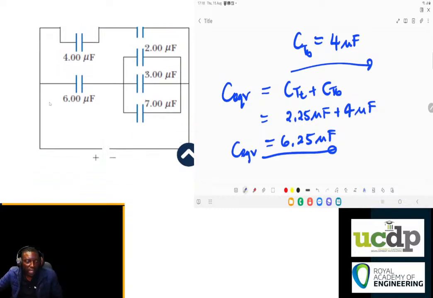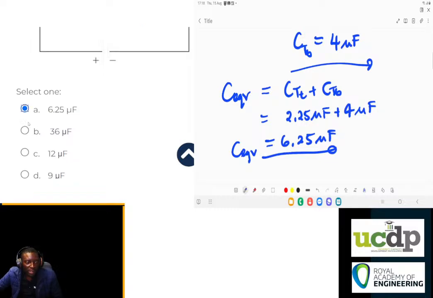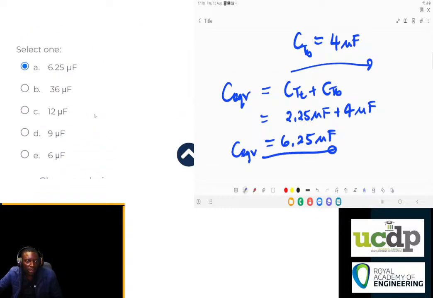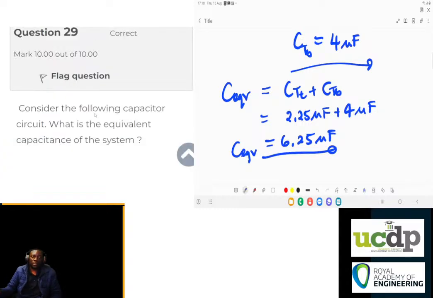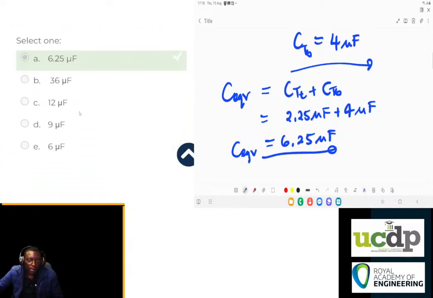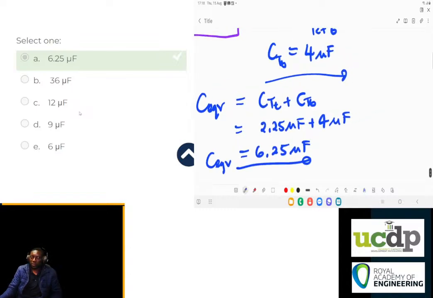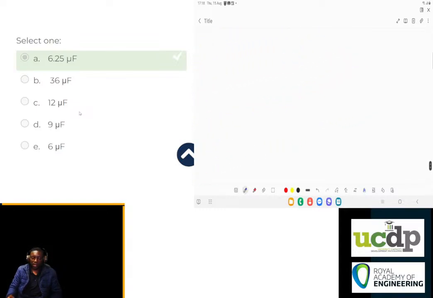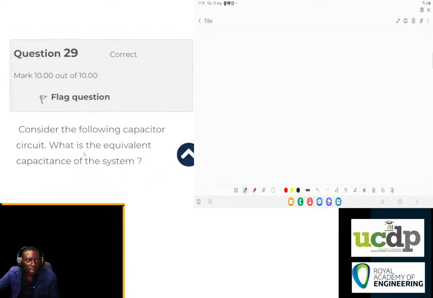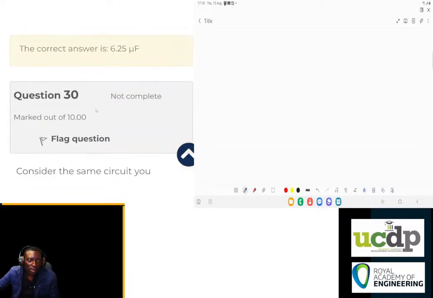Do we have anything close to 6.25? It is the first one, nothing else close to it. Let's see if that's correct. So yeah, we did everything right on that one. Well done. Okay, so I think, is it the last one? The last question for the day.